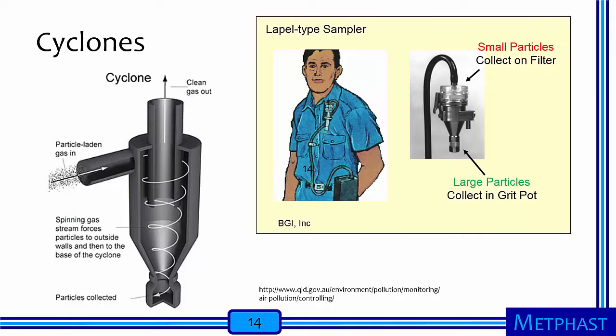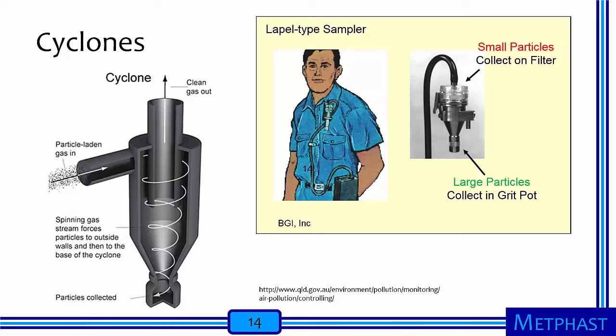Cyclones are another type of important device that use inertial impaction to separate large particles from an airstream. The airflow enters a cyclone and spins several complete turns before exiting. Large particles hit the walls of the cyclone and move to a chamber at the bottom of the device called a grit pot. Small particles remain airborne and pass out of the cyclone.